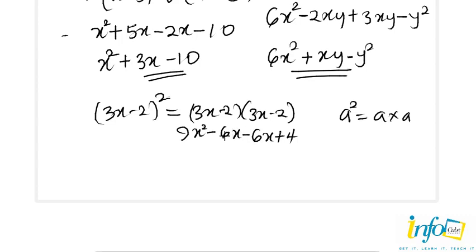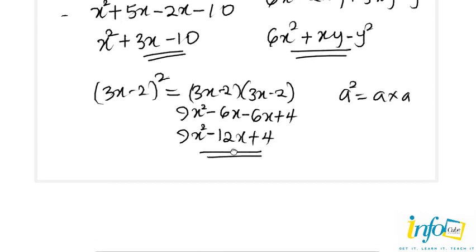Now if you look very well, you see that I use this 3x to multiply this bracket, which gave us these two things, and minus 2 to multiply this bracket also to give us this. So you collect like terms. You have 9x squared minus 6 minus 6 will give you minus 12x, then plus 4. This becomes your answer. Very good.